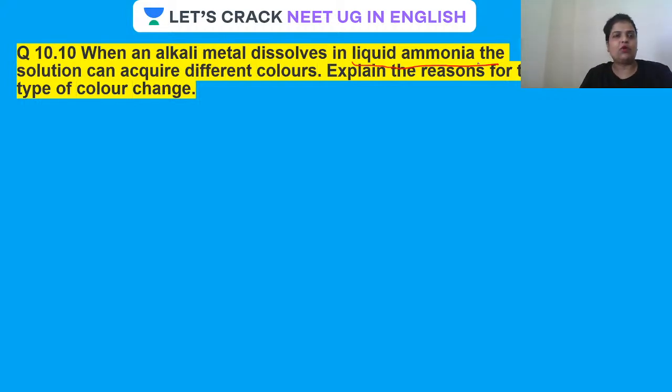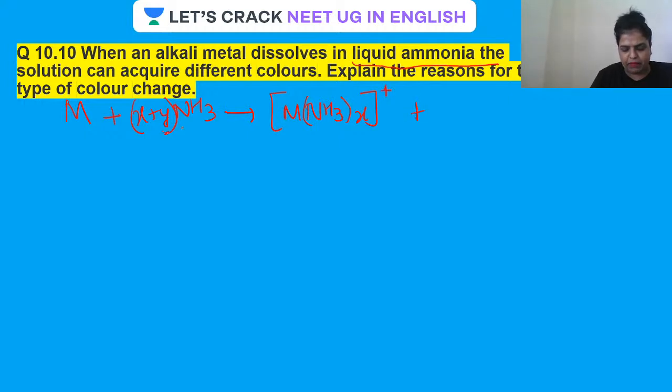Okay guys, let's get back to this particular topic. When an alkali metal dissolves in liquid ammonia, the solution can acquire a different color. Why? First, let us see what happens when a metal is dissolved in liquid ammonia. Suppose we take an alkali metal M, and this is ammonia. Let me write this as x plus y. I'll tell you why we are writing that. When the metal is dissolved in ammonia, we get M(NH3)x with a plus charge, as it has ionized, and the y part is taken up by the electron, which carries a negative charge.